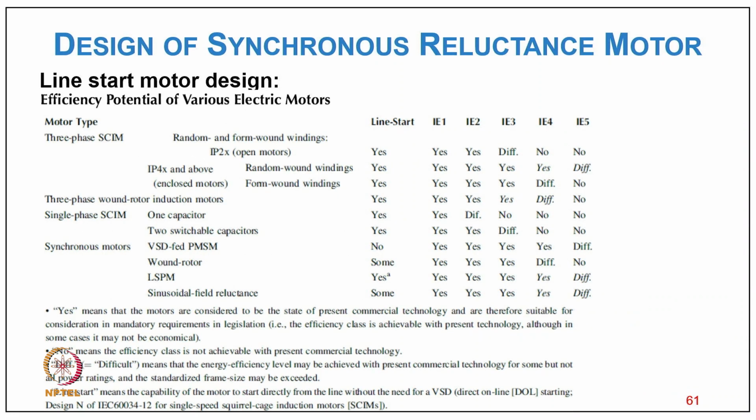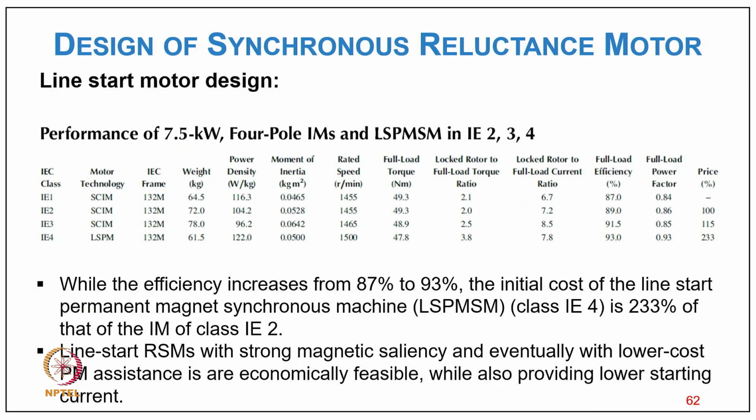And this is the line start motor design efficiency potential for various electric motors. And you can see the three-phase squirrel cage induction motor. Then you can see a three-phase wound rotor and single-phase squirrel cage induction and synchronous motor with PM wound rotor and line start, permanent magnet and sinusoidal synchronous motor. And this is a comparison according to the standard. And this is the performance of a 7.5 kW 4-pole induction motor and line start permanent magnet synchronous motor in energy efficiency improved to second 3-4.